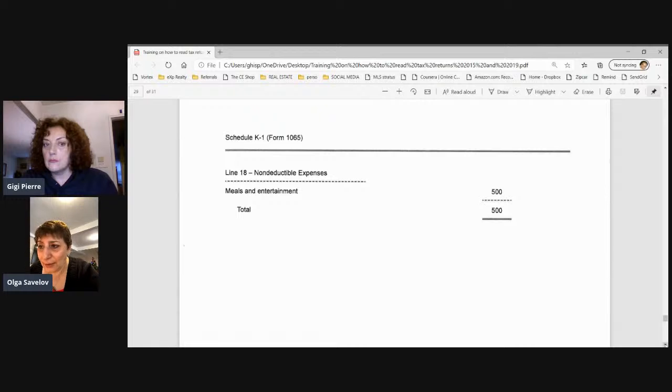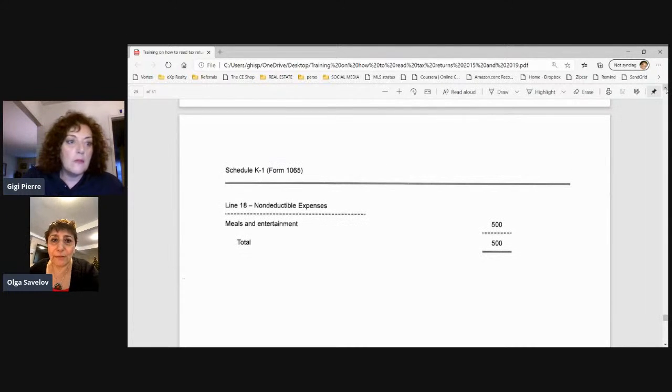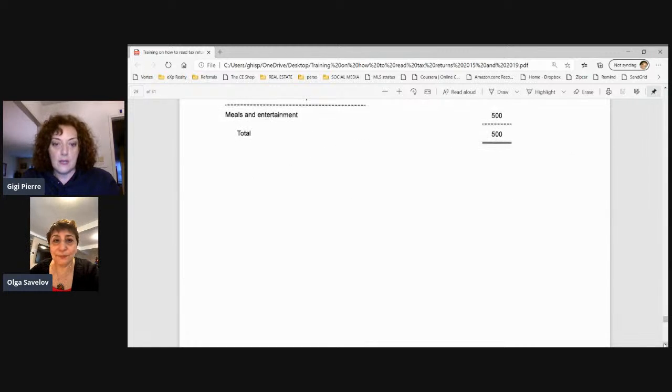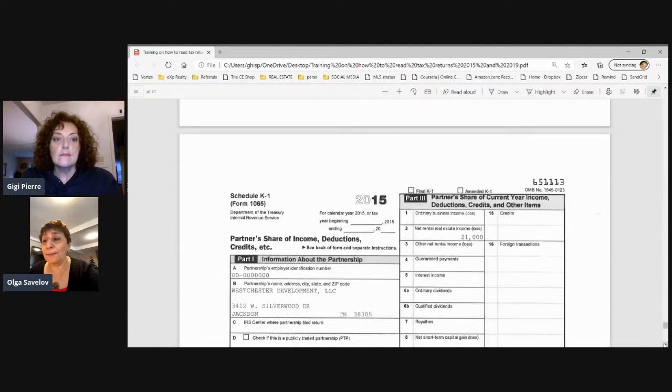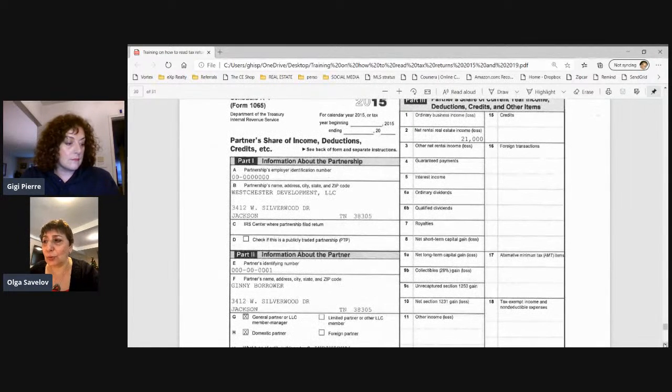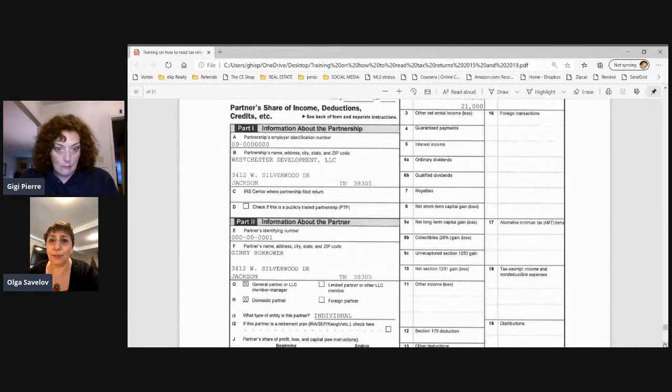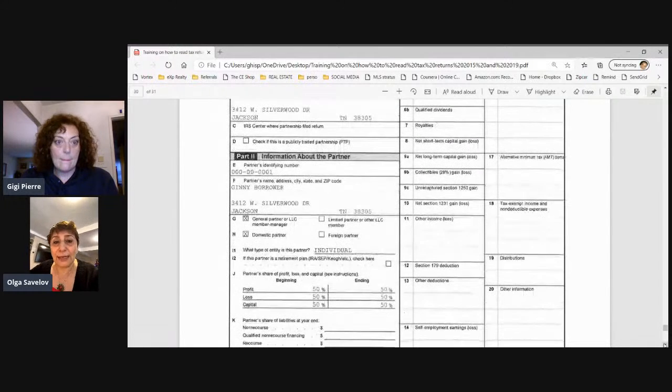Remember, on Westchester Development, they made 21,000. Now remember, K1. I'm on page 29, so go to page 30. Thank you. Each corporation or partnership or S corporation will have its own K1, and that's why it will be recapped on the Schedule E.